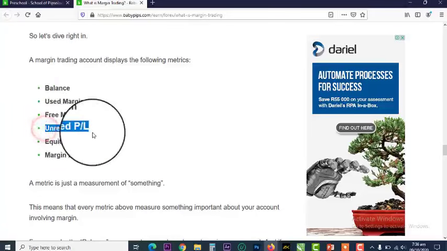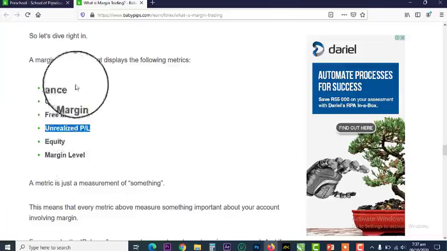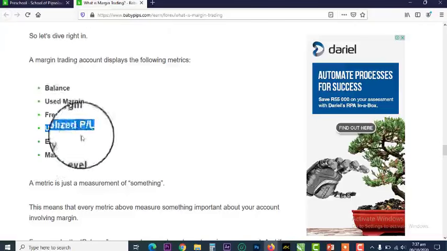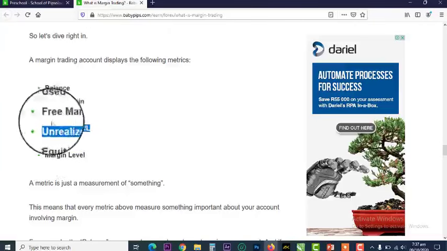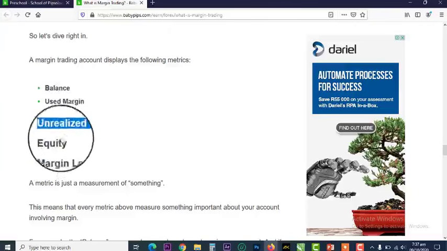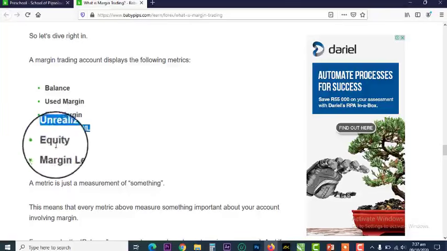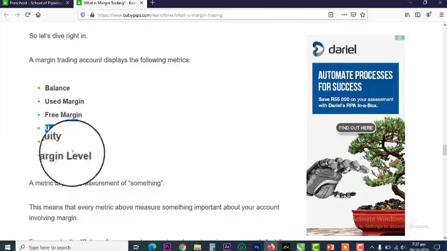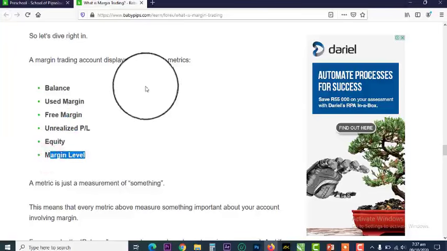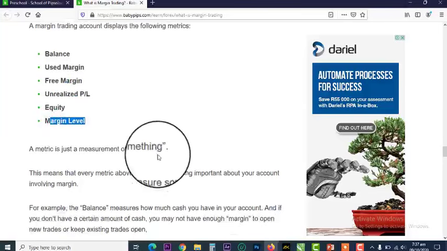Then the unrealized profit or loss, that's the amount of money you haven't made yet, whatever your live trading activity at that particular moment is saying, if you are up in profit or if you are down. Then your equity is a total sum of everything that we have: balance, used margin, free margin, unrealized profit and loss. It appears in your equity column or row. Then the margin level is from 200% to 0. That's just the level of the margin.